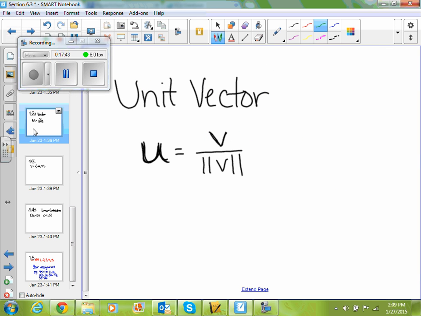Alright, and the last thing we're going to look at today is how to find a unit vector. A unit vector is just a vector with a magnitude of 1, meaning it has a length of exactly 1 unit.